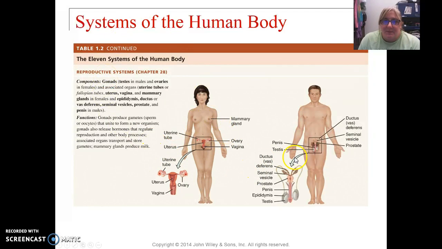The last system is the reproductive system. The reproductive system, mainly composed of your ovaries or your testes, functions in producing gametes. And these gametes, if they come together, form a new organism that is genetically unique from both mom and dad.